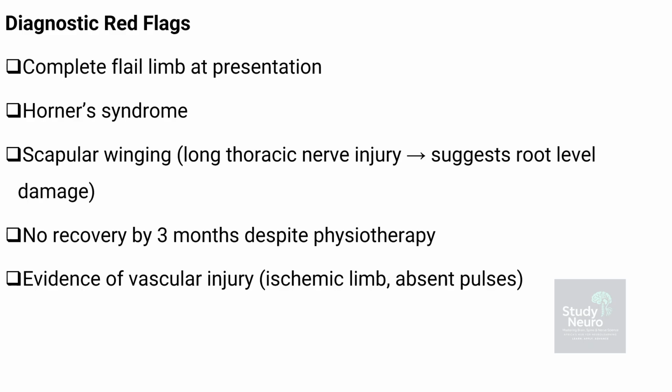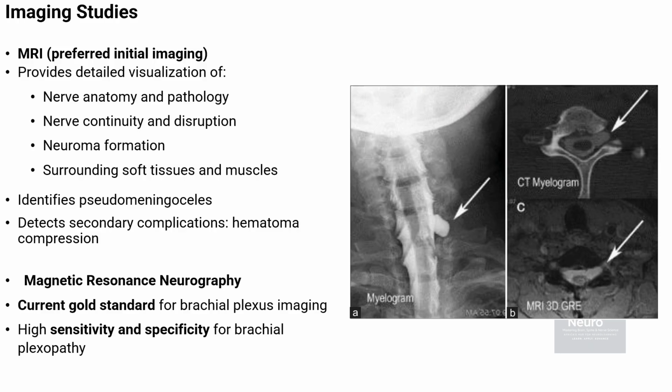Finally, any evidence of vascular compromise, such as absent pulses or a limb showing signs of ischemia, requires urgent attention. Recognizing these red flags early helps clinicians prioritize intervention and plan timely treatment. Imaging plays a key role in evaluating brachial plexus injuries, and MRI is usually the first choice.